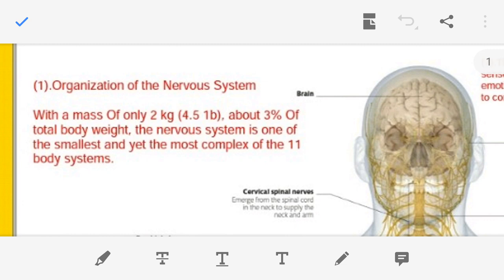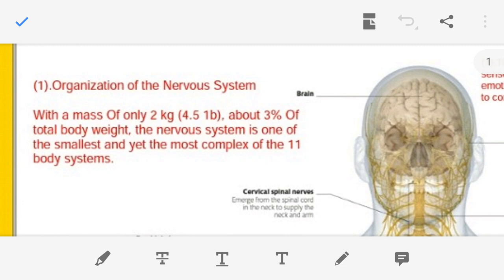I welcome you to the presentation lecture on organization of the nervous system. Now, this is the first lecture for the nervous system, and I can say this lecture is very important for you. The reason is with this topic, you will learn about the components of the nervous system, what the nervous system is made up of.